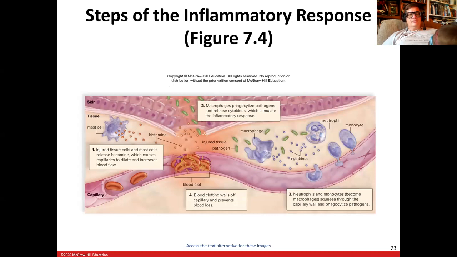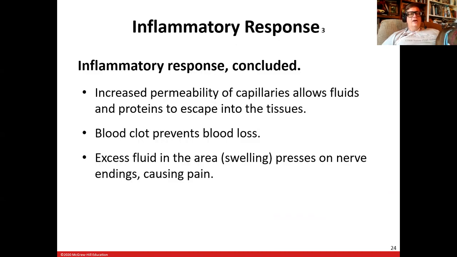Okay. So figure 7.4 shows this happening. You have macrophages eating things, neutrophils eating things, macrophages releasing cytokines. Yeah, pretty straightforward. All right. So inflammatory response. If the blood vessels, especially the capillaries, get more permeable, more fluids can get out, more proteins, things like antibodies.